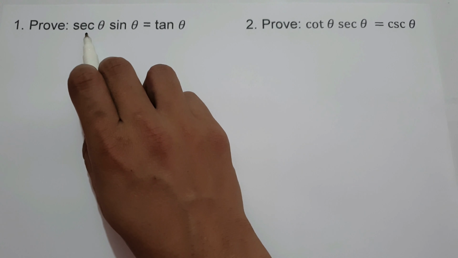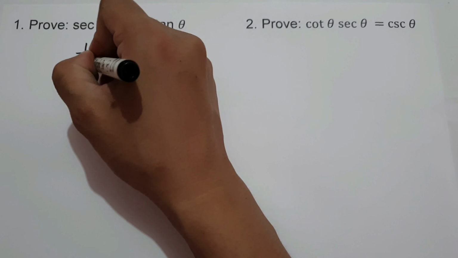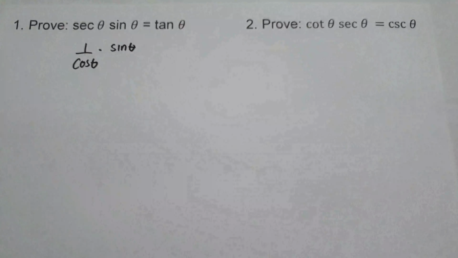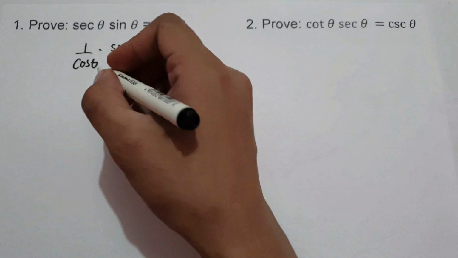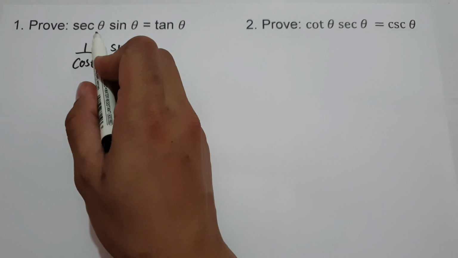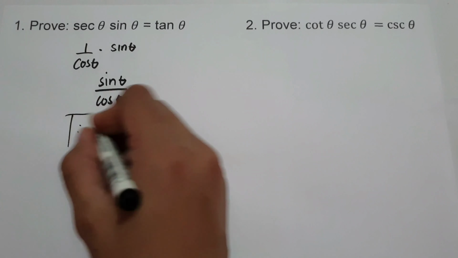So secant theta is equal to 1 over cosine theta. And we are going to write sine theta. 1 multiplied by sine theta, that is sine theta over cosine theta. Therefore, sine theta over cosine theta is equal to tangent theta. So therefore, we proved that secant theta multiplied by sine theta is equal to tangent theta.